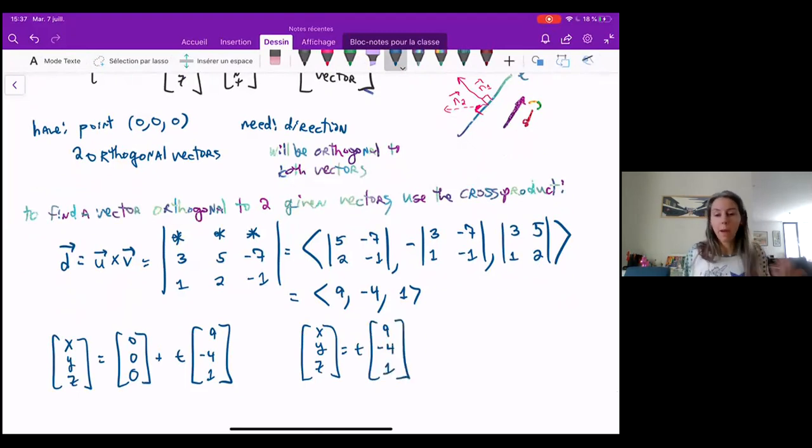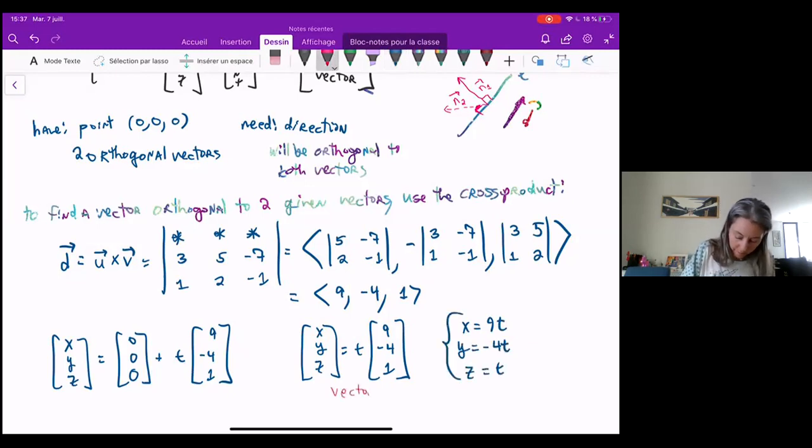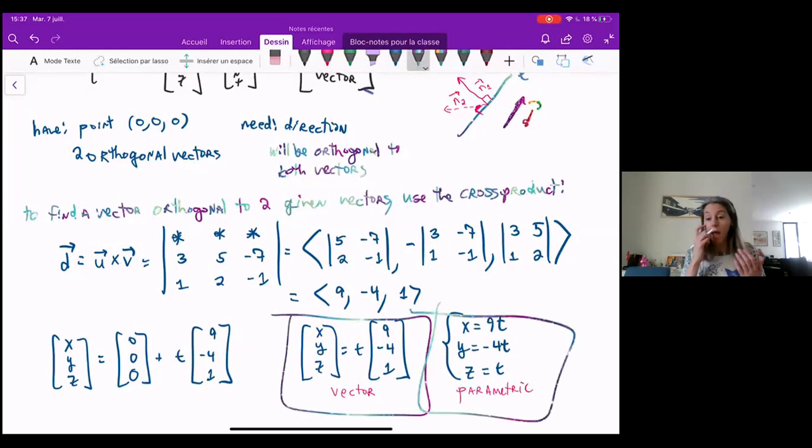And then remember, my parametric equations follow directly from my vector equation. X is equal to 9t, y is equal to -4t, z is equal to t. So this is the vector, and this is parametric. And that's my final answer here. Ta-da! So we had to use the cross product because we needed to find a vector that was parallel to our line, and it was therefore orthogonal to the two orthogonal vectors.